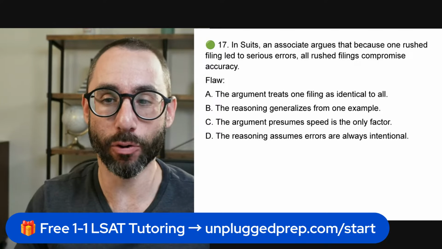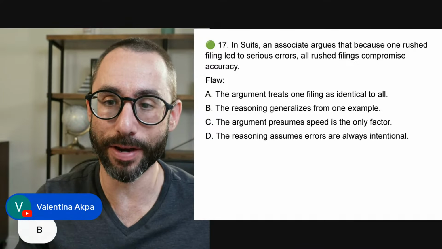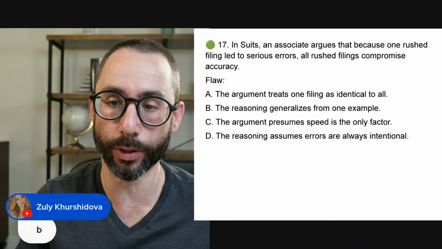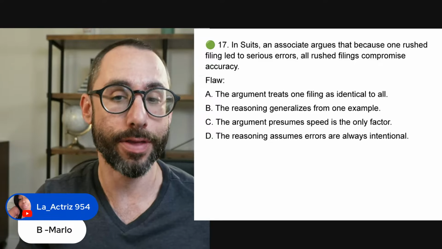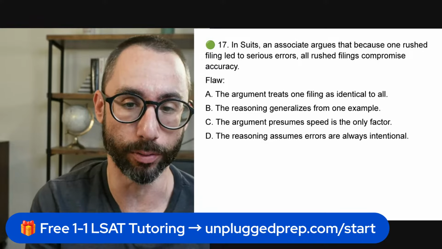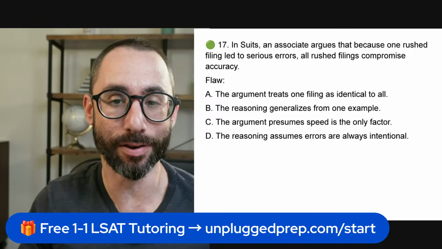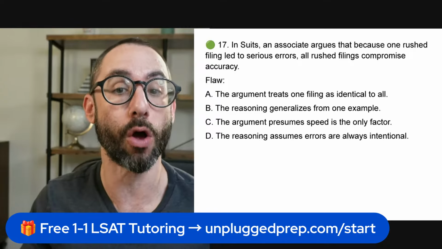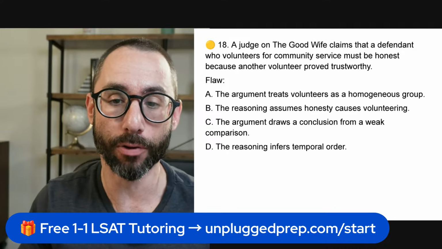I see a lot of folks dropping answers in here. Awesome. We got Anne, Dua Akbar, Valentina, Passion, Nathan, Zuli, Autumn, Marlo, all saying B as in Bravo. And the answer is in fact B as in Bravo. They are generalizing from one example. They're saying that because of this one rushed filing leading to serious errors, therefore all rushed filings will also lead to serious errors. Well done, folks. You're doing great. On to number 18.